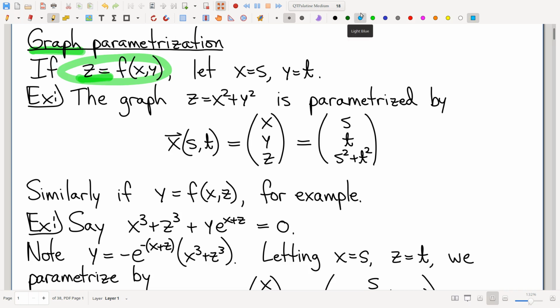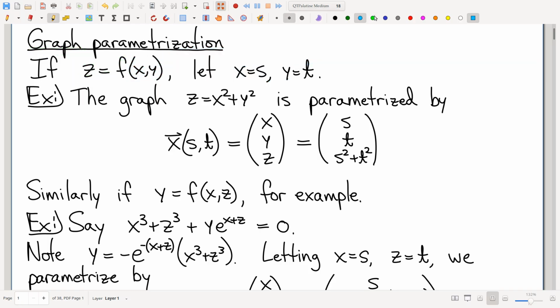the graph parameterization works off basically the same idea as we saw back in chapter 1, namely, let the input variables, plural now, be your parameters, plural now. In single variable, it was let the single input variable be your parameter. Now there's two input variables. Those are your two parameters. That will give you a parameterization of any graph. So let's see that in action.